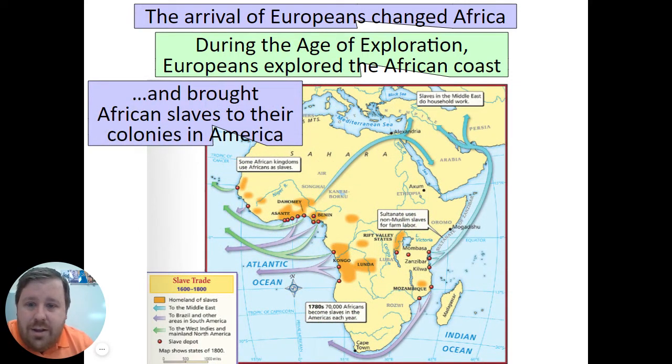and trading there. They also brought African slaves to their colonies in America. So part of that trade is the slave trade, where they trade weapons and other resources and exchange those for African slaves, slaves that are taken due to war between African colonies. These slaves are traded to the Europeans, and the Europeans then trade those slaves and bring them to their colonies in America.